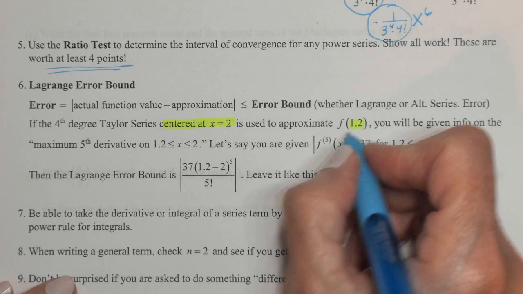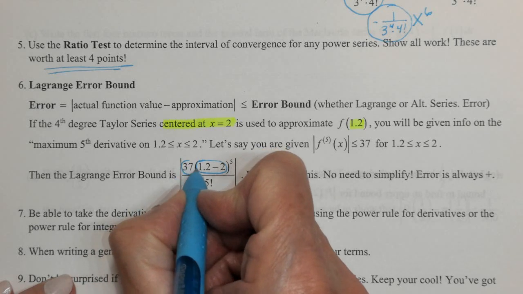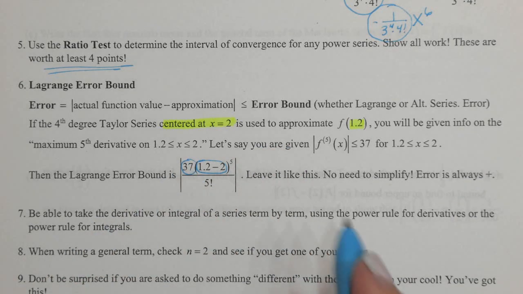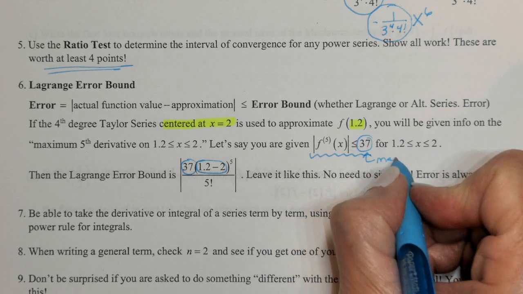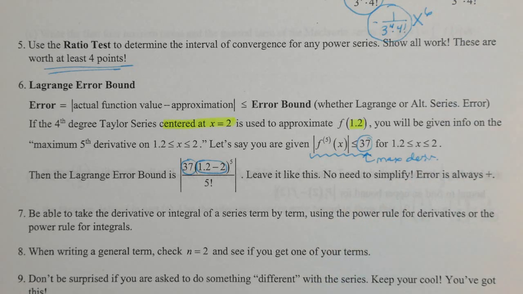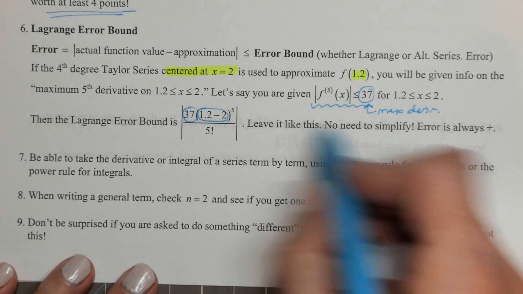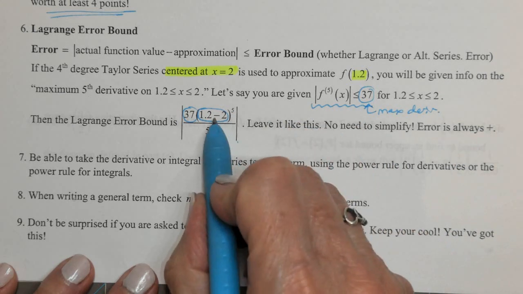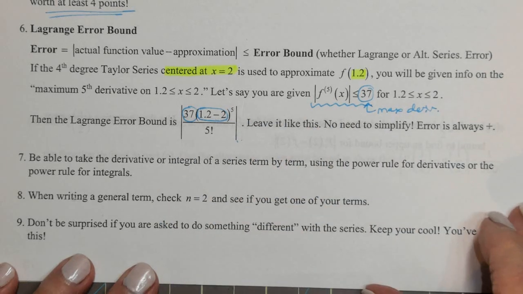Okay? So on this interval, you want the maximum derivative. Sometimes that's just given to you. Oftentimes it's just given to you. This would be the maximum derivative. Other times you have to do a little work to get it. Leave it like that. Don't simplify it. Error is always positive, so ignore any negative in there. Either ignore the negative or put absolute values around it, because in this case this would give you a negative number. It needs those absolute values.